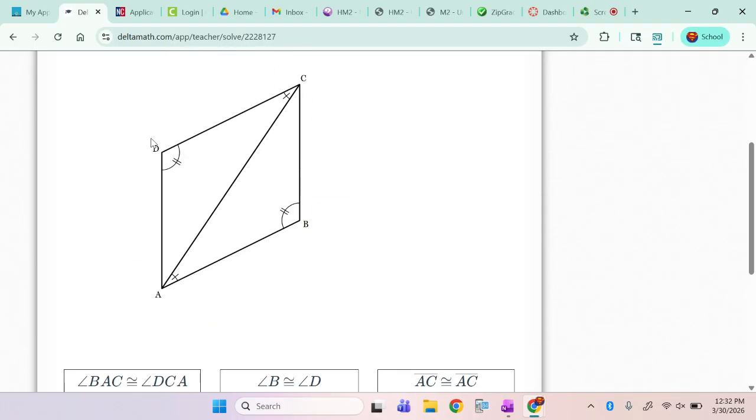Now, they said that these triangles are congruent by what? So we have two angles and a side, and the side's right here. So what postulate is that? What postulate makes these two triangles congruent?